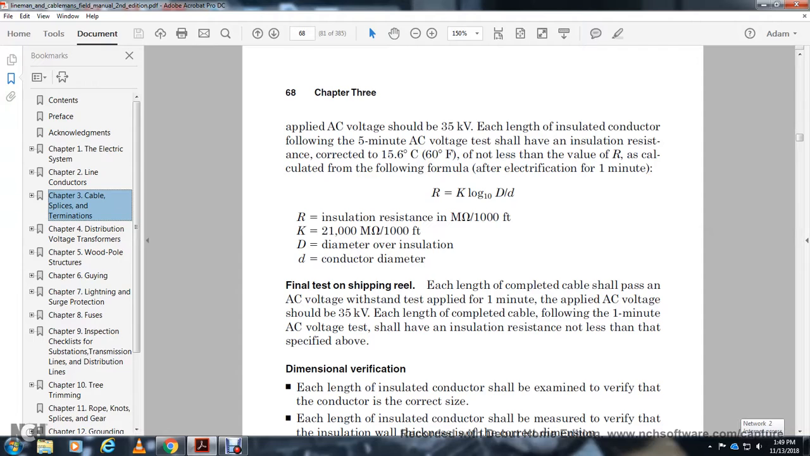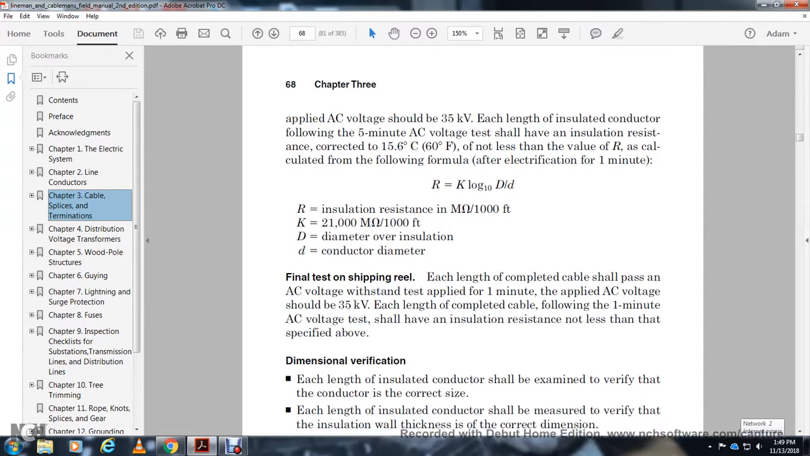Final test and shipping. Each length of the completed cable shall be subjected to an AC voltage withstand test applied for 1 minute. The applied AC voltage should be 35 kilovolts. Each length of the completed cable found with the 1 minute AC voltage test shall have an insulation resistance not less than specified above.